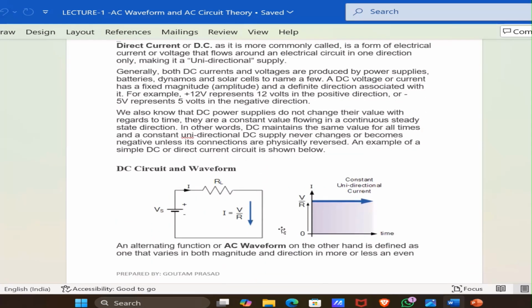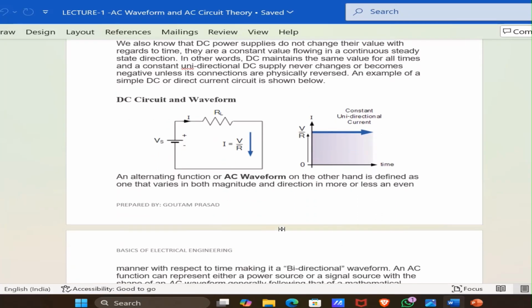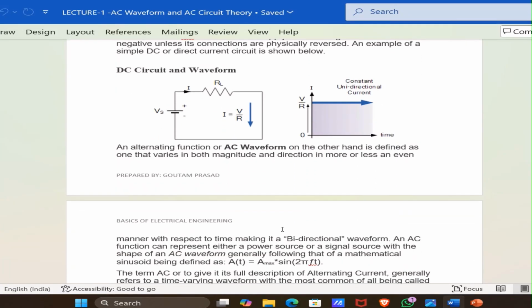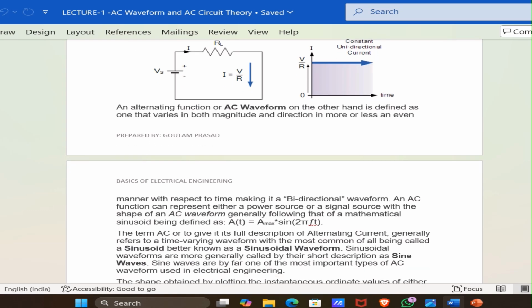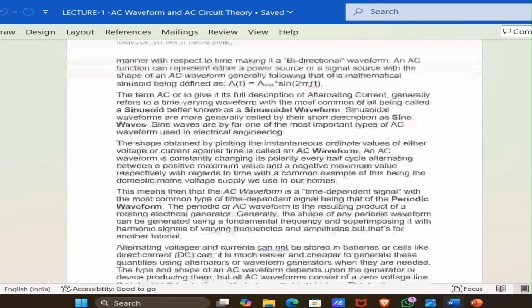Now let's proceed to another circuit. Here also the same thing is happening. Unidirectional current is flowing. The current is not changing, in fact.